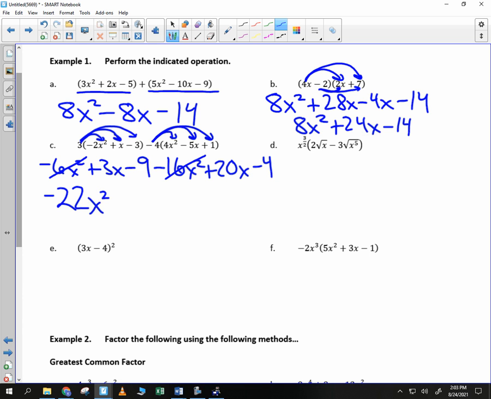Done with my x squareds. I move along. The 3x and the 20x make? 23x. The negative 9 and the negative 4 make? Negative 13.